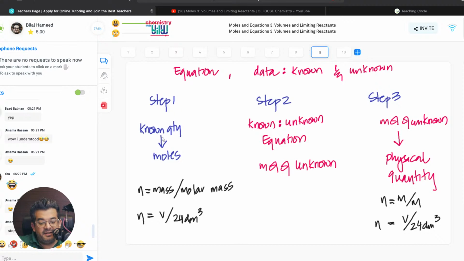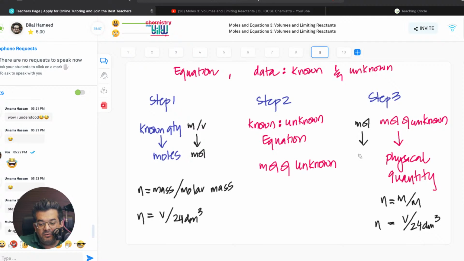It is the same method. The arrow is different. In step 1, you convert mass or volume to moles. In step 3, you convert the moles into mass or volume.